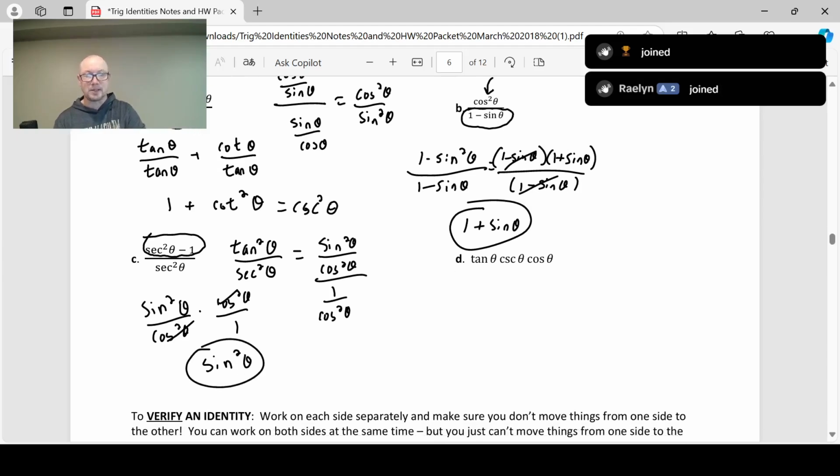All right, I'm going to stop at part D. I don't see squareds in here, so let's replace. So tangent theta is sine theta over cosine theta. Cosecant theta is 1 over sine theta, and cosine theta is here. So if I look, sine theta are going to cancel, cosine thetas are going to cancel, so my answer here is 1.